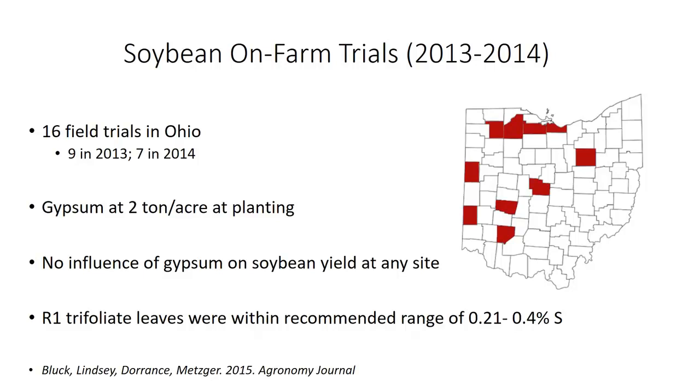And again, we did not see an influence of gypsum on soybean yield. And the trifoliate R1 leaves were within the recommended range of 0.21 to 0.4% sulfur.